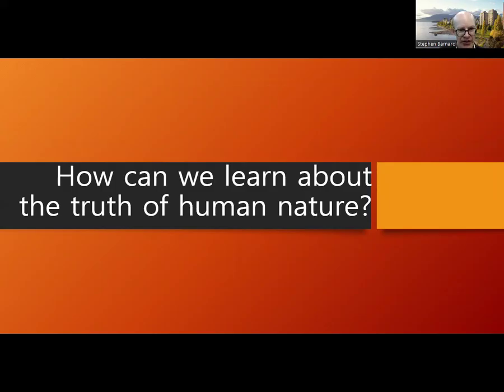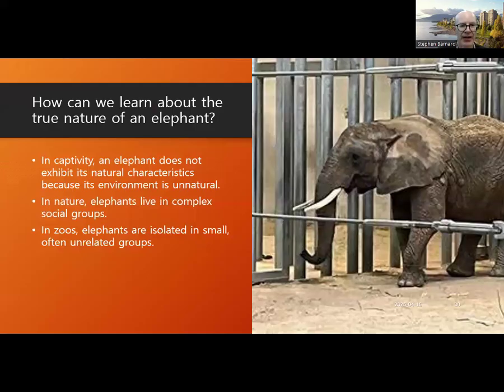He begins his presentation by asking the audience, how can we learn about the truth of human nature? He says, should we look around us in modern society and see how we are living and interacting with each other, and therefore draw conclusions about what human nature is like from what we see in modern society? Well, he says, let's look at the elephant. How can we learn about the true nature of an elephant? In captivity, so when elephants are in zoos, for example, elephants do not exhibit their natural characteristics, and that's because their environment is very unnatural.